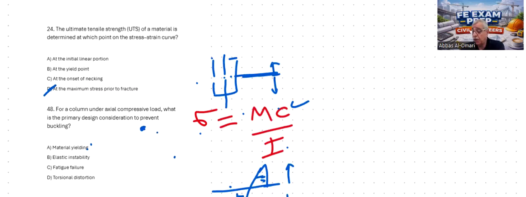The next question: for a column under axial compressive load, what is the primary design consideration to prevent buckling? The options are material yielding, elastic instability, fatigue failure, and torsional distortion. To prevent buckling, the most important design criterion is elastic instability. It is not material yielding. It is not fatigue. Fatigue is different, and it is not torsion. So it is the elastic instability. Next question.